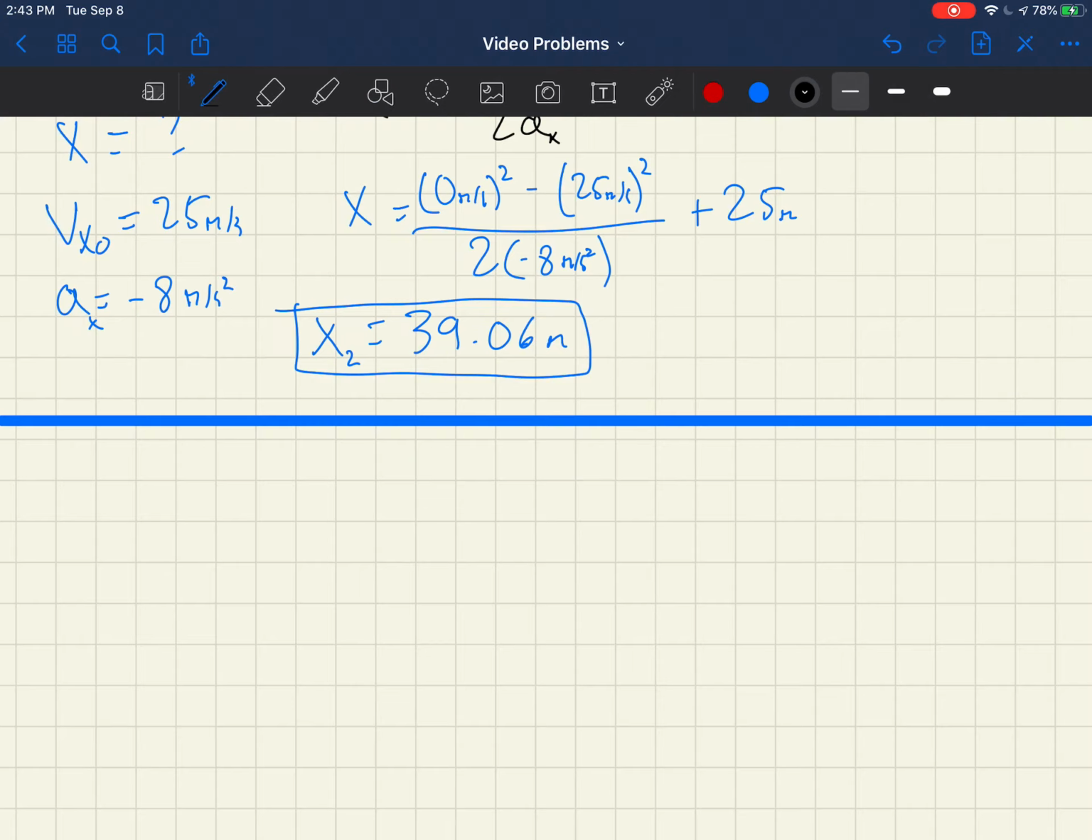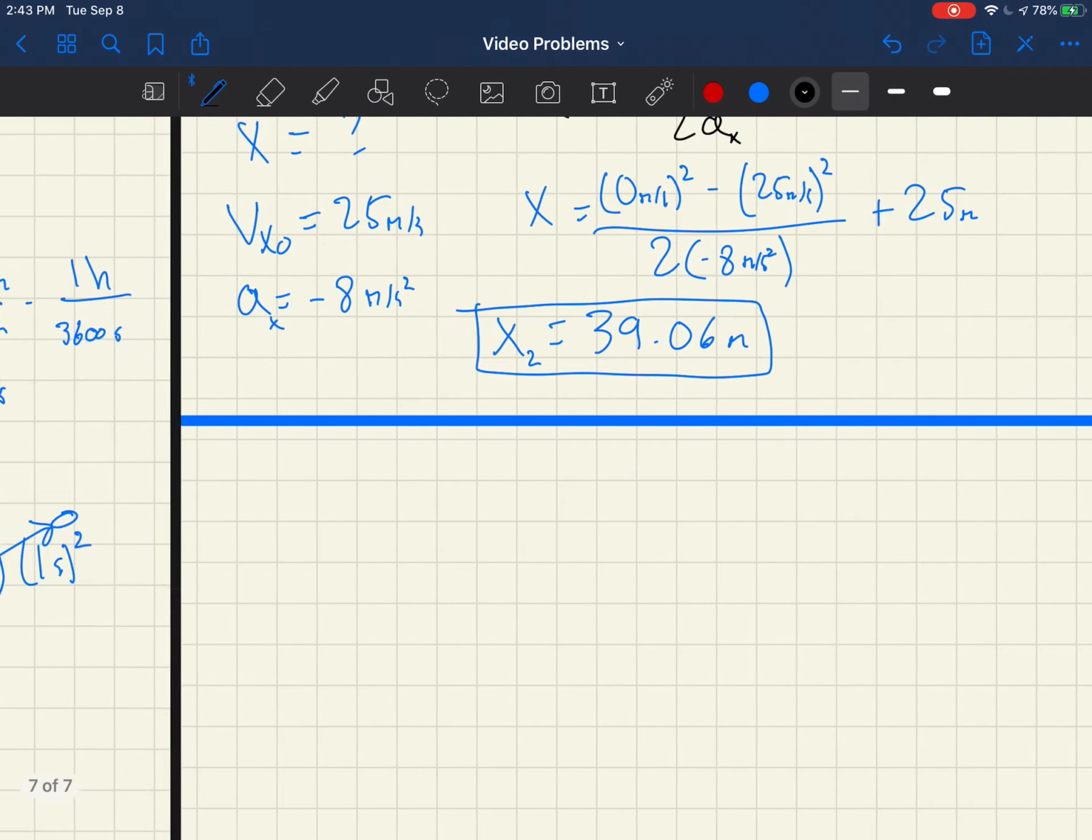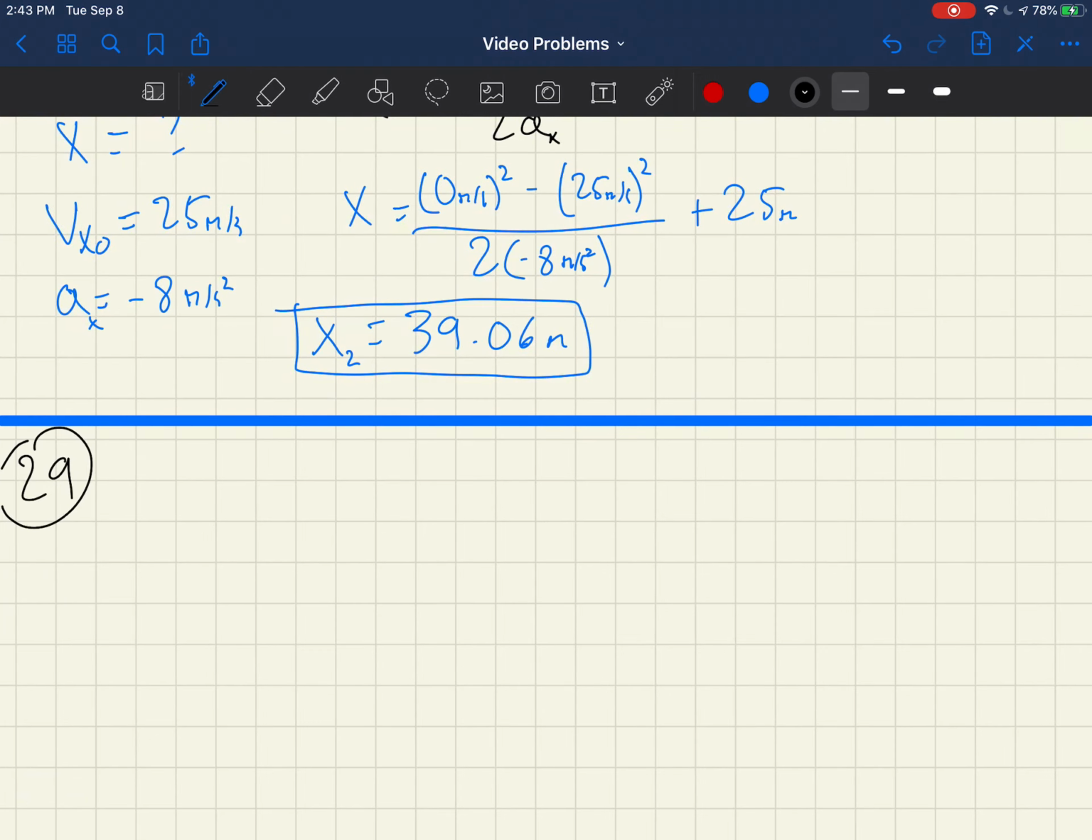The next problem we're going to do is problem number 29. All right. A speeding motorist traveling at 120 kilometers per hour passes a stationary police officer. The officer immediately begins pursuit at a constant acceleration of 10 kilometers per hour per second. Now they're just playing with us, with the mixed units. How much time will it take for the police officer to reach the speeder, assuming that the speeder maintains a constant speed? How fast will the police officer be traveling at this time?